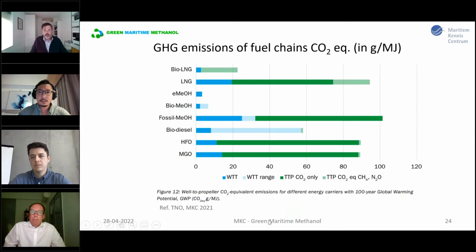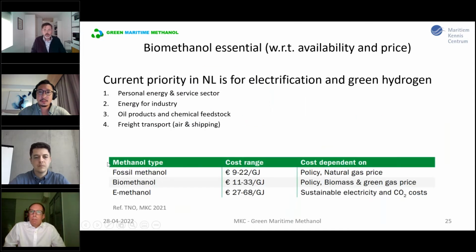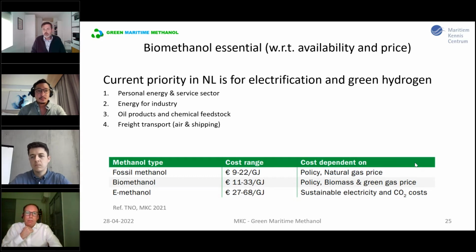Then I'd like to move on to the next slide. So we still believe that biomethanol is essential, especially with regard to availability and price, because at the moment not a lot of biomethanol is produced, and the price also has to compete with, for instance, at the moment diesel or biodiesel, and so it's really important for ship owners to have a competitive price.